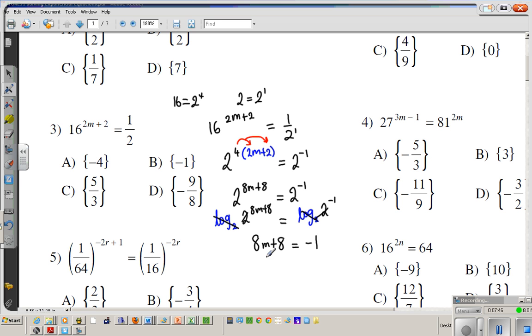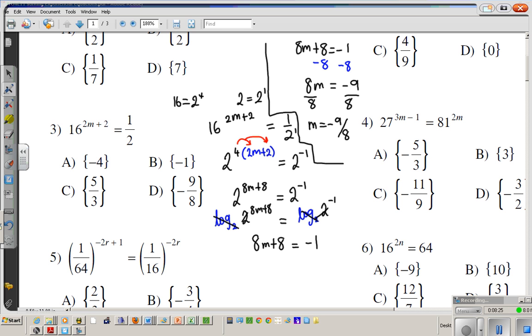Alright? So I'm going to solve this. I'm running out of space, so I might have to erase. I'm gonna jump up here. So we're gonna do 8m plus 8 equals negative 1. To solve that one, I'm going to subtract 8 from both sides, and then we get 8m equals negative 9. Divide both sides by 8. And your final result, m equals negative 9 over 8. Alright? So our answer for this one is D.